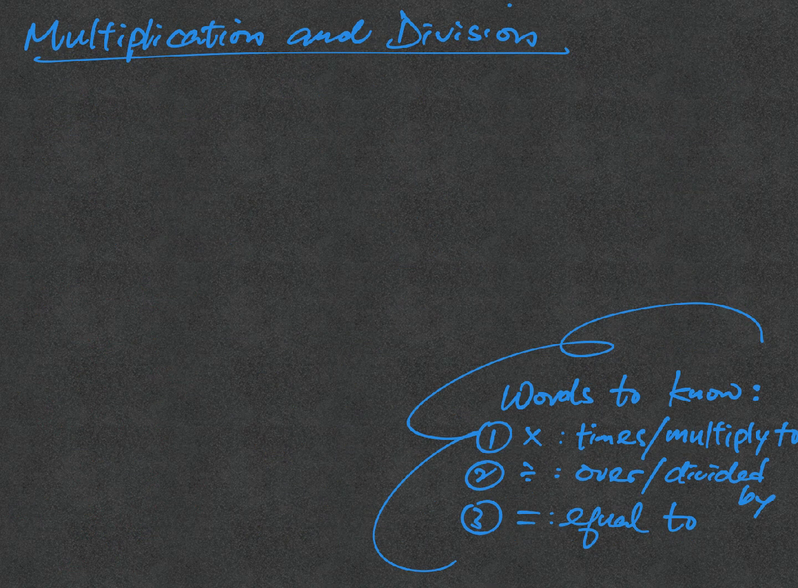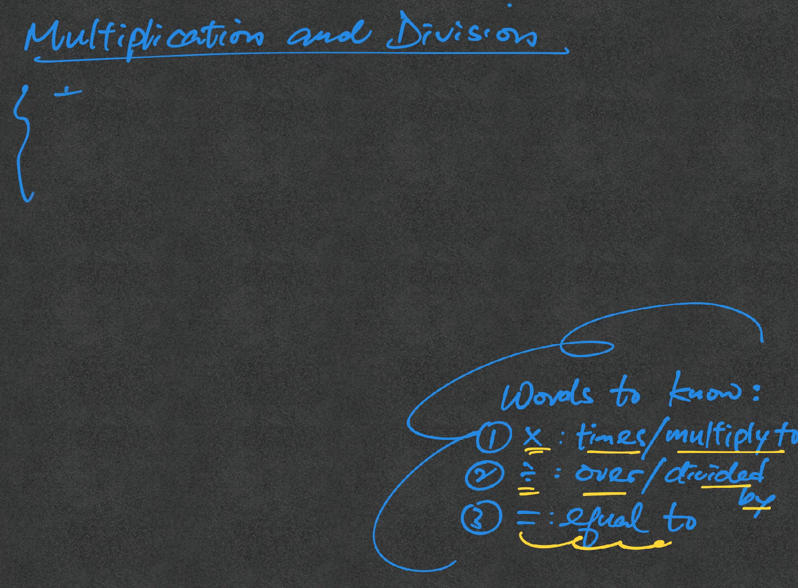Finally, we come to multiplication and division of directed numbers. There are some words you have to know before we go. When we talk about multiplication, we always use the symbol called times, or sometimes called multiplied by. Whereas when you have division, we always use the words divided by, and sometimes we use over. Of course, don't forget your best friend, which is called equal to. Now we come to the rules once again. Let's remember there are 4 rules.